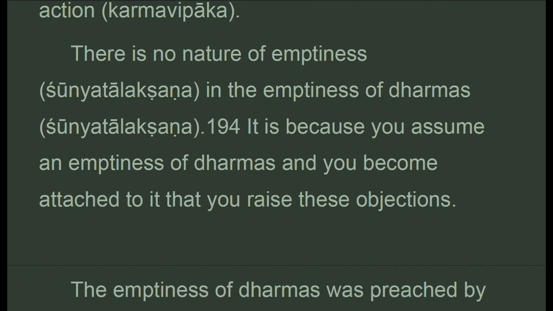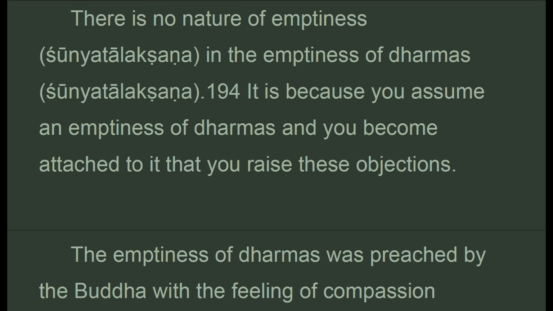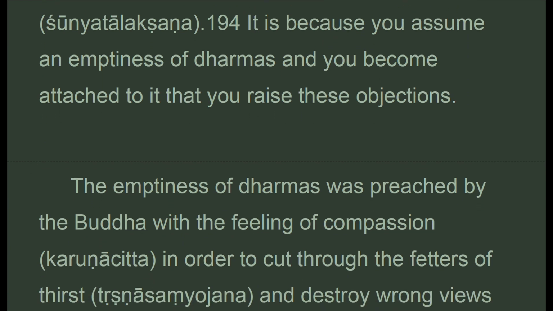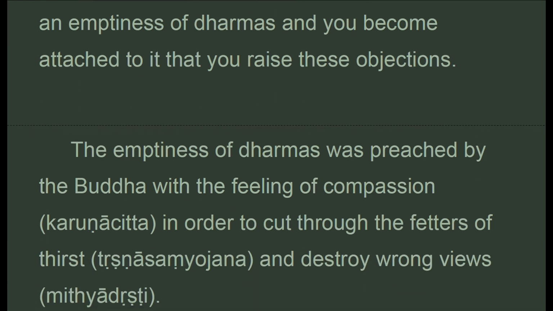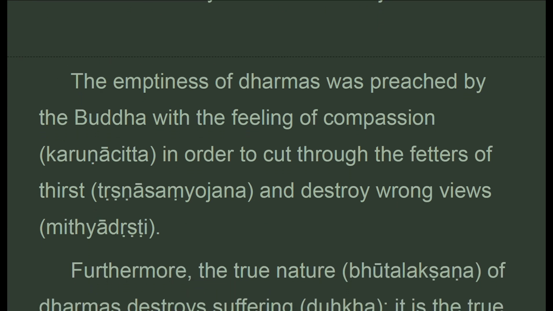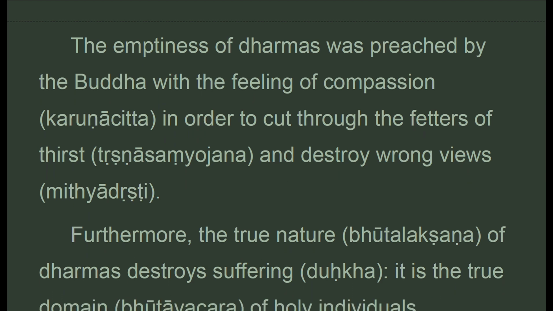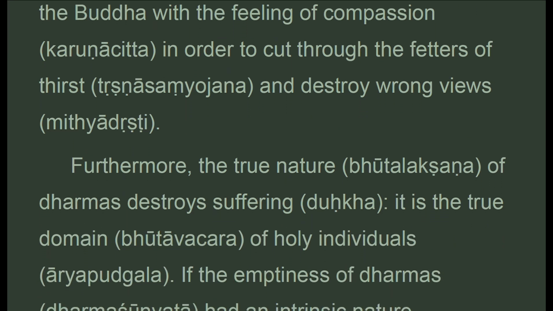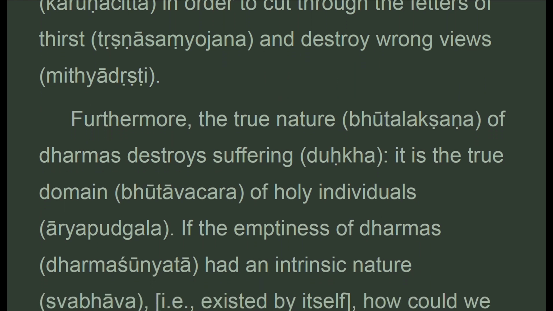It is because you assume an emptiness of dharmas and you become attached to it that you raise these objections. The emptiness of dharmas was preached by the Buddha with the feeling of compassion in order to cut through the fetters of thirst and destroy wrong views. Furthermore, the true nature of dharmas destroys suffering. It is the true domain of holy individuals.